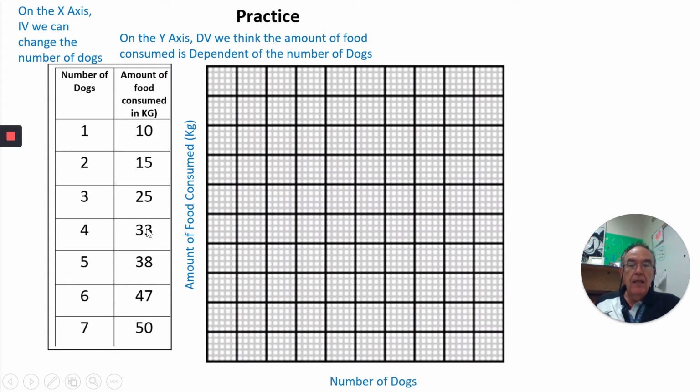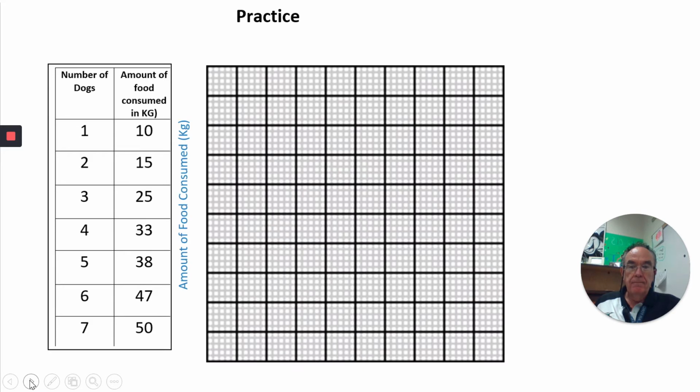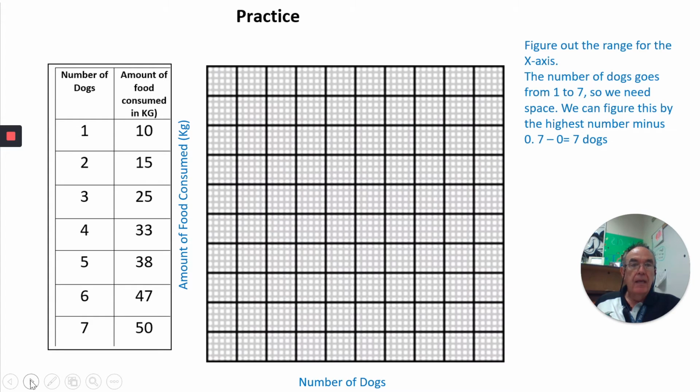Now, since it's just a count, there's not really a unit. We don't measure dogs in meters or kilometers. Here, we're measuring the amount of food in kilograms. The next thing we need to do is figure out the range of the data for the x-axis, because we want to spread it out here.